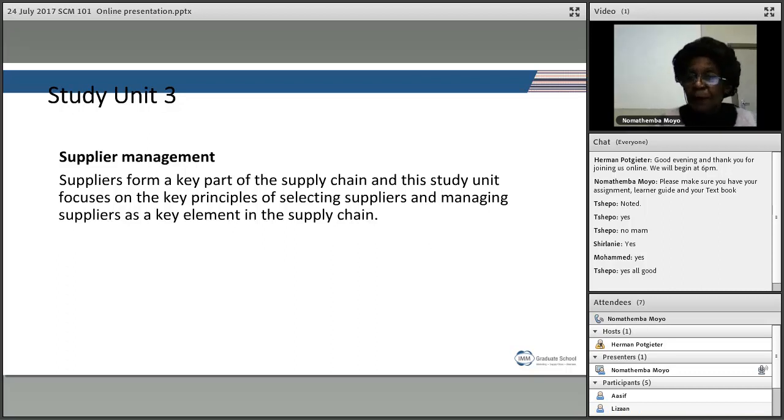Then the third one is supplier management, because you have a lot of suppliers that you have decided to have working with you as partners. How do you manage them? These suppliers form a key part of the supply chain. And this unit focuses on the key principles of selecting suppliers and managing suppliers as a key element in the supply chain.